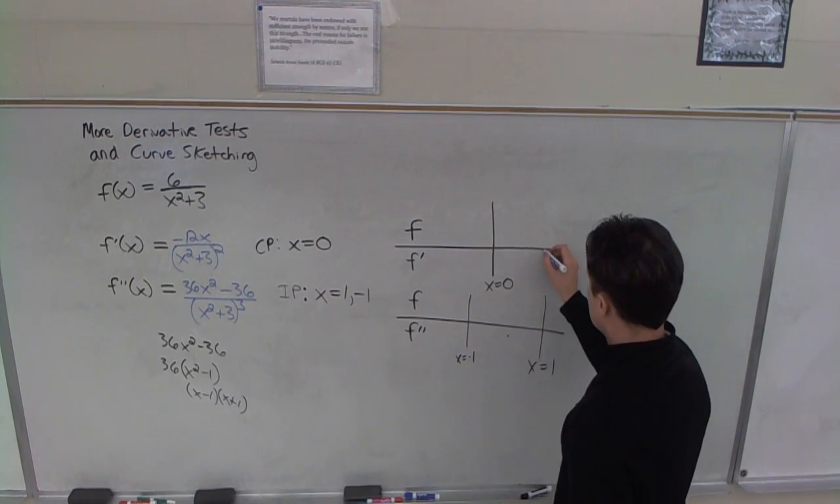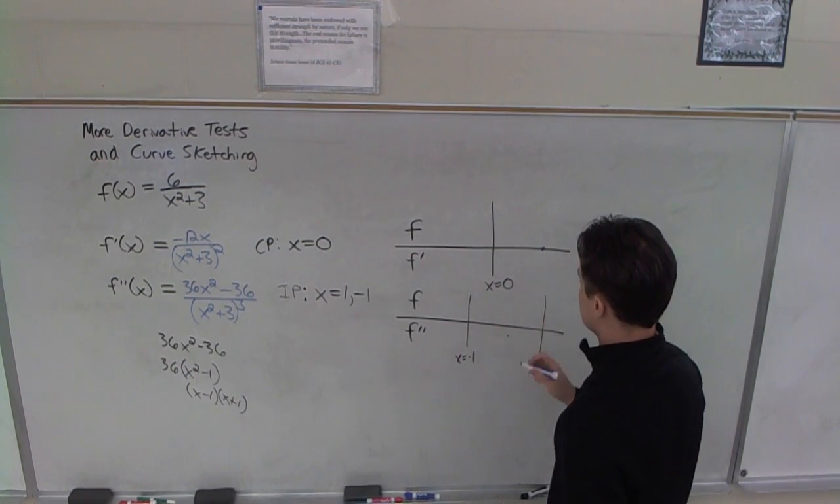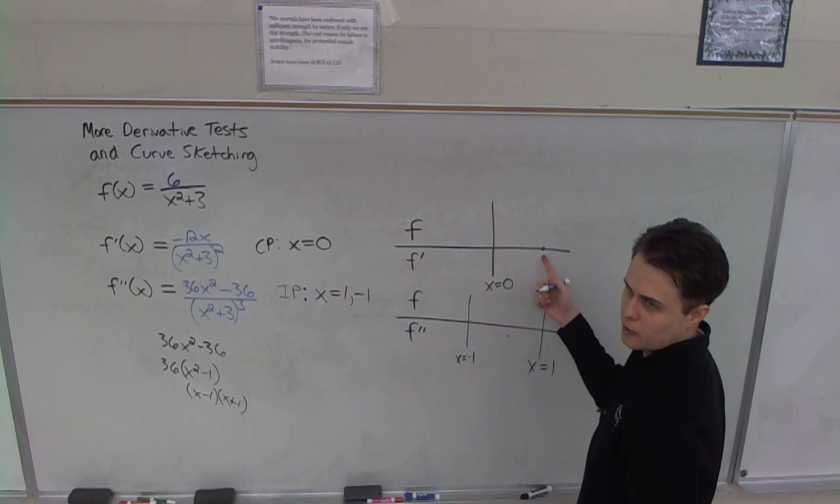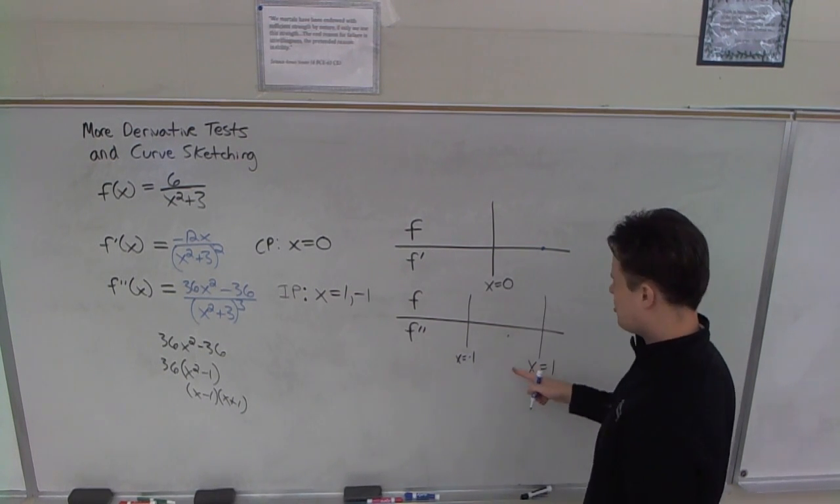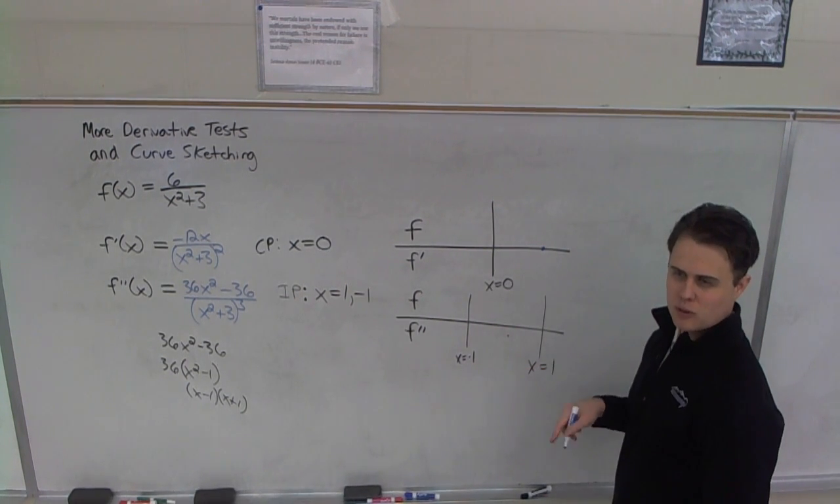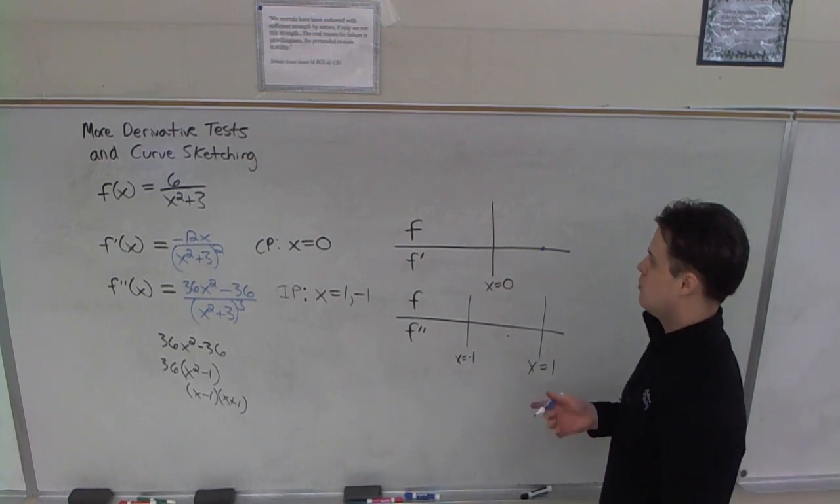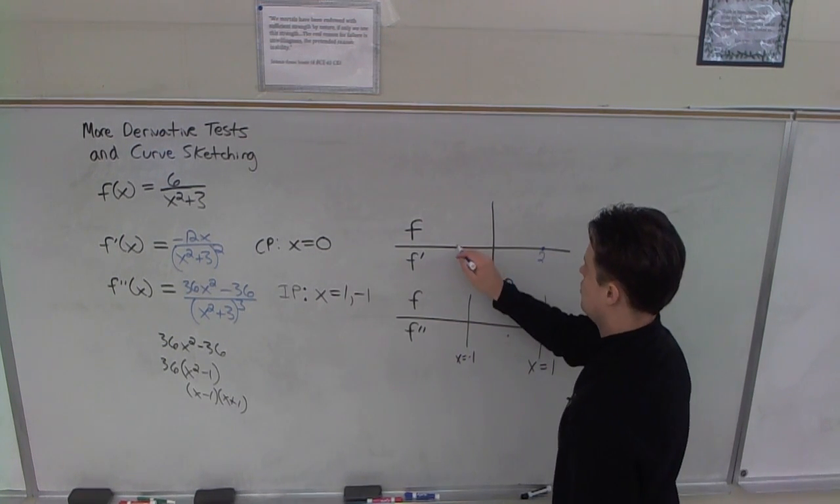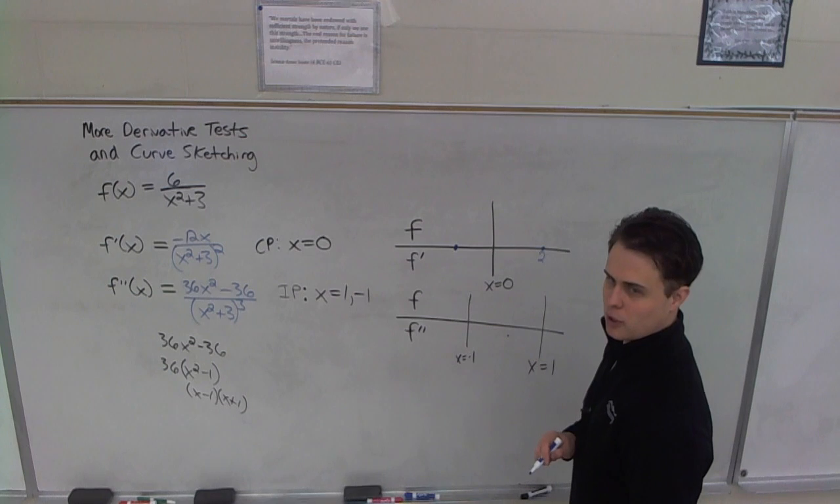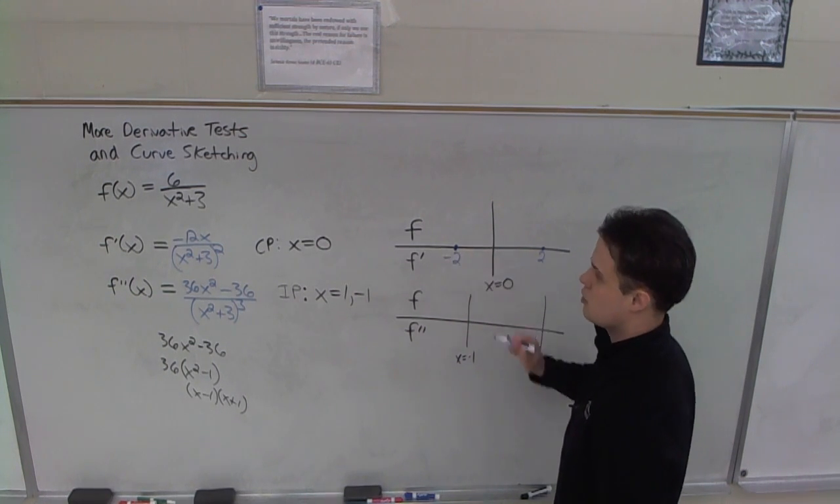Test values, yes. So what would be a good one for over here? 1. See how 1 is also an inflection point though? That should still work. It shouldn't be a problem, but you might just pick something else, just so you don't get them mixed up. So maybe like -1 and 2.